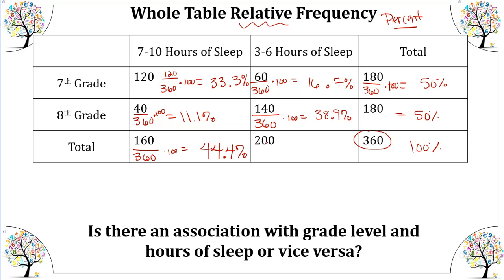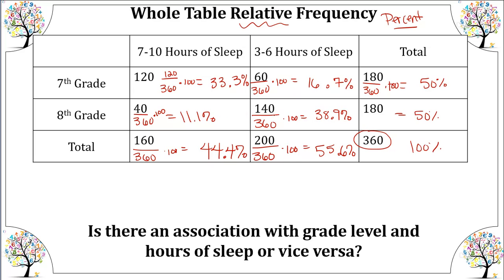And then we have 200 divided by 360 times 100. And that gives us about 55.6%. So we can see that about 11% of 8th graders have a lot of sleep, where we compare almost 39% that we surveyed get little sleep.